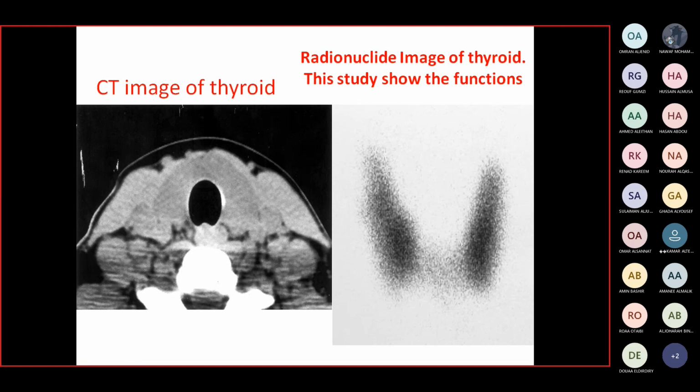It shows the function of the thyroid. Uptake means hyperfunction, right? When we say an uptake, it may be normal uptake, but when there is increased uptake or decreased uptake, this is regarded as abnormal. But now there is normal uptake of the radioisotope by the thyroid gland. This is a normal uptake by both lobes. There is no increase or decrease of uptake.